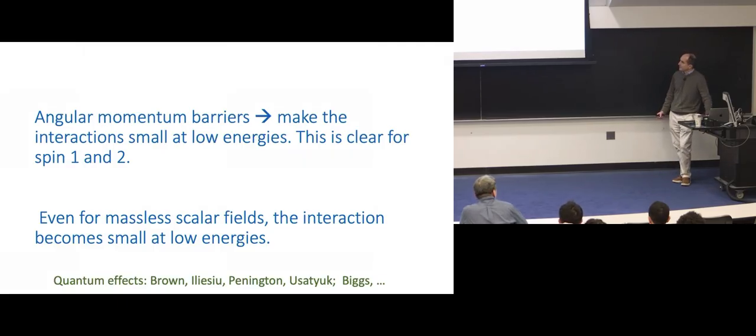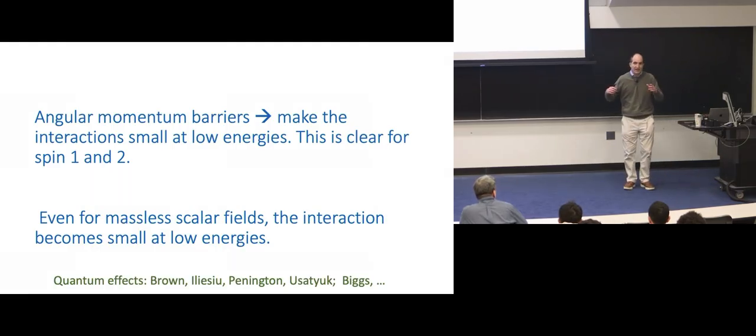Now, you might think that if you have a massless scalar field, then that argument would not apply because you could have an S wave, right? So if you consider the S wave of a massless field, that's basically a 2-dimensional massless field in the radial and time direction, and that looks like it can penetrate the near horizon region.